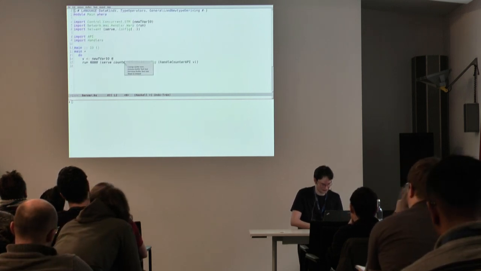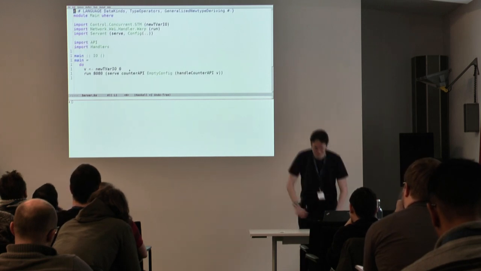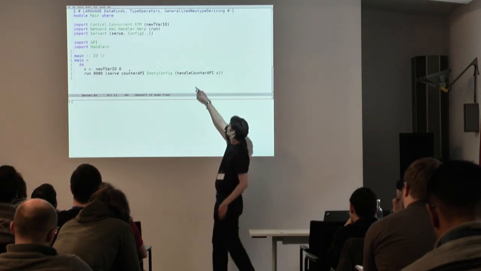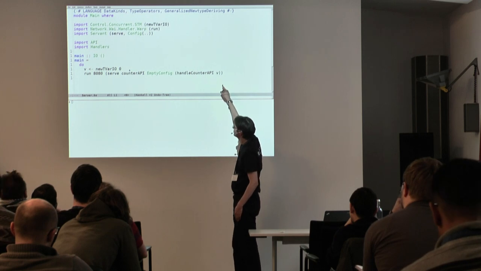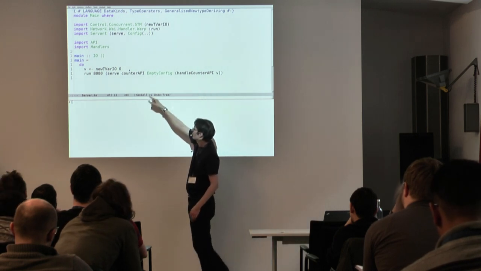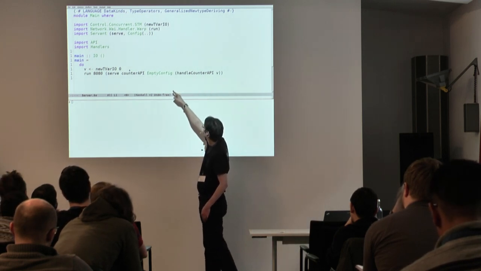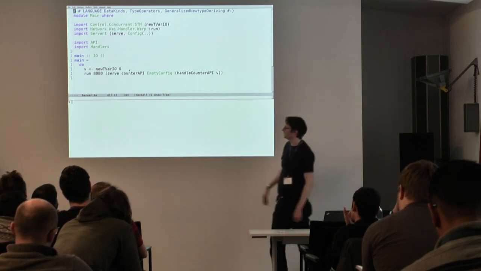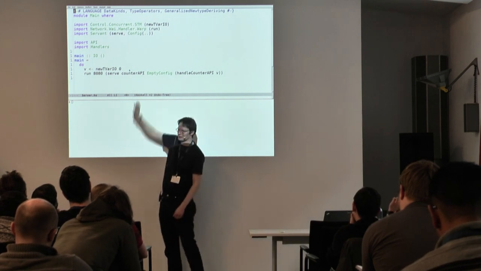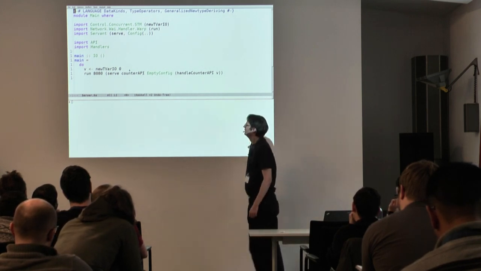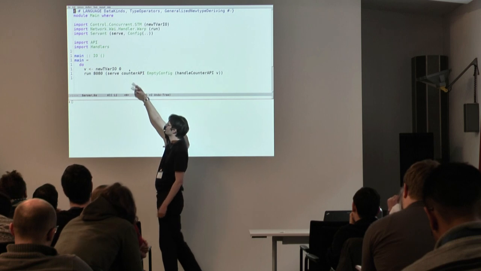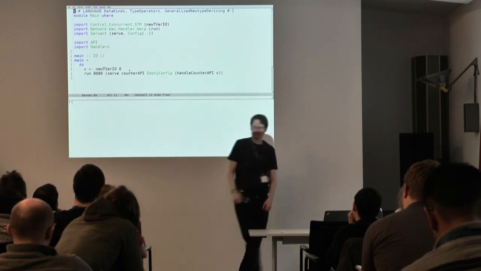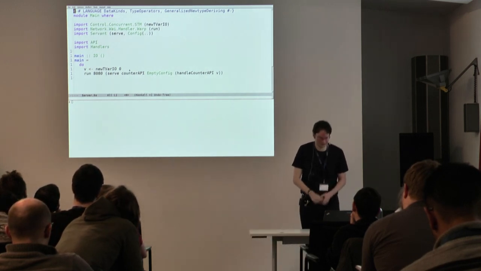There is not much more that needs to be done. So we have handle counter API, which I've just shown. We're invoking serve with the proxy, an empty config, and the handle counter API as the handler, and then we are running it on port 8080 on localhost. I'm initializing the transactional variable with zero. So the initial counter value will be zero.